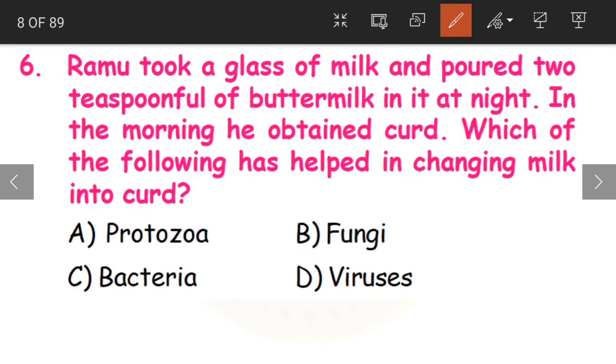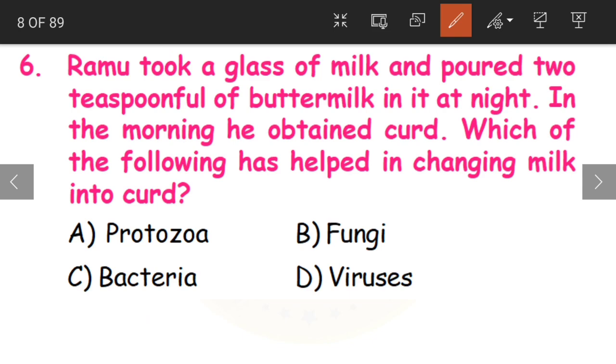Clear? Now, sixth question. Ramu took a glass of milk and poured 2 teaspoonfuls of buttermilk in it at night. So in the morning, he obtained curd. Which of the following has helped in changing milk into curd?